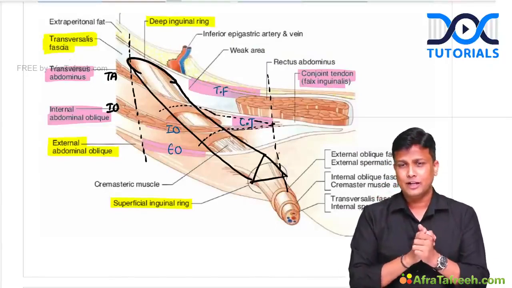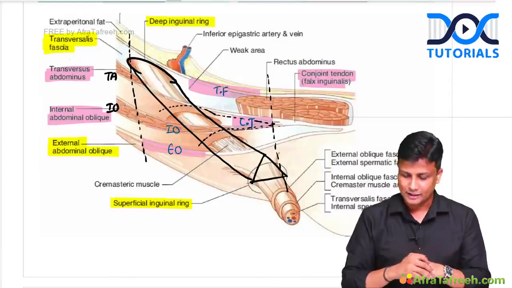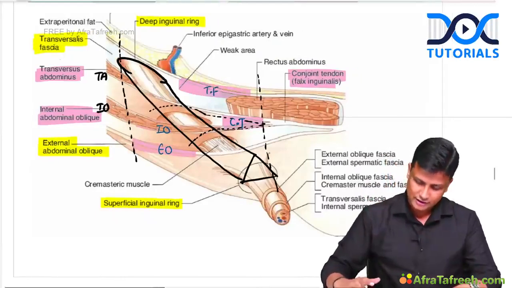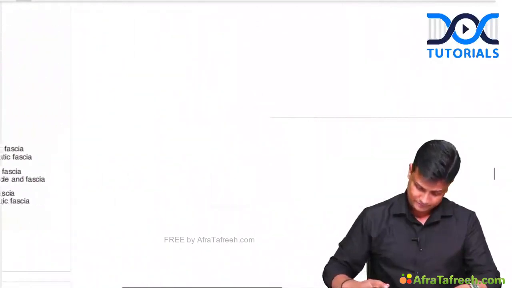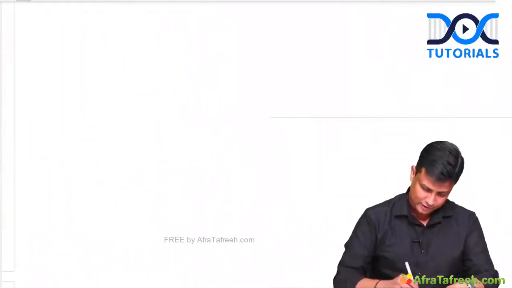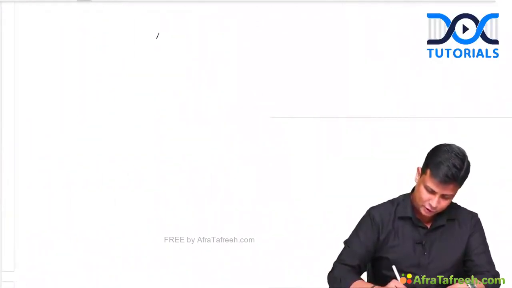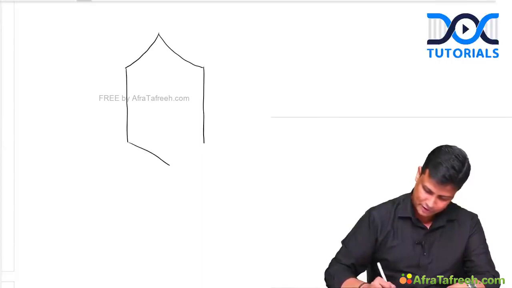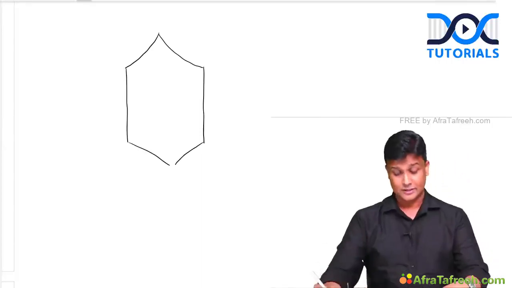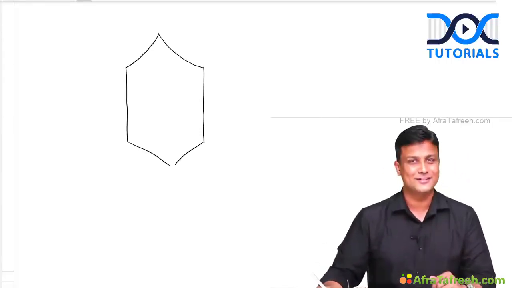Now, once you are comfortable with the boundaries of the inguinal canal, my main intention here is the clinical application of this, that is nothing but the inguinal hernia. Let me give you one simple diagram here to remember that. Don't try to simply write down notes like a paragraph and mug up, guys. I hate the mugging business. No mugging business in my class.